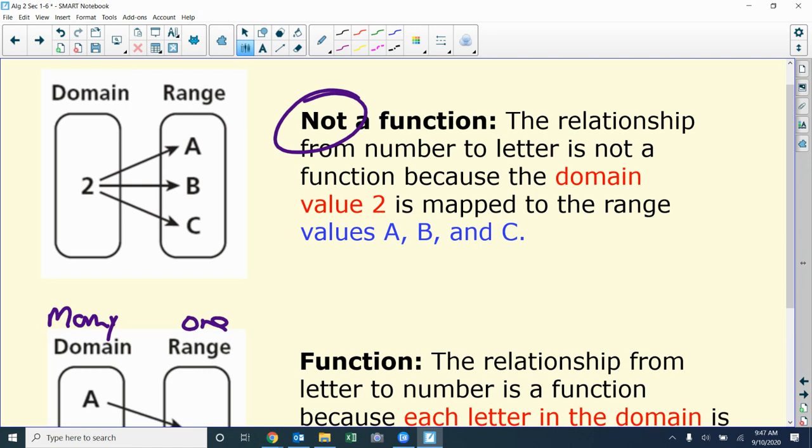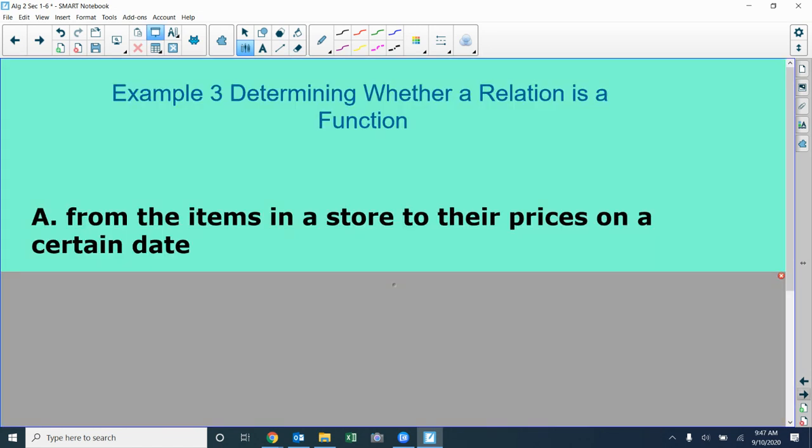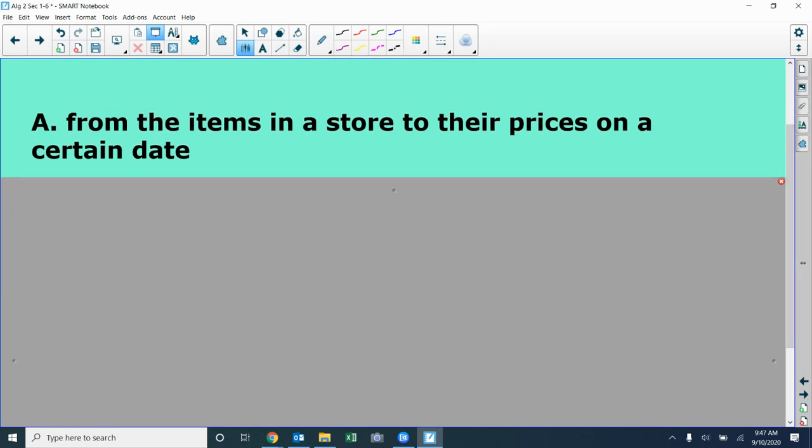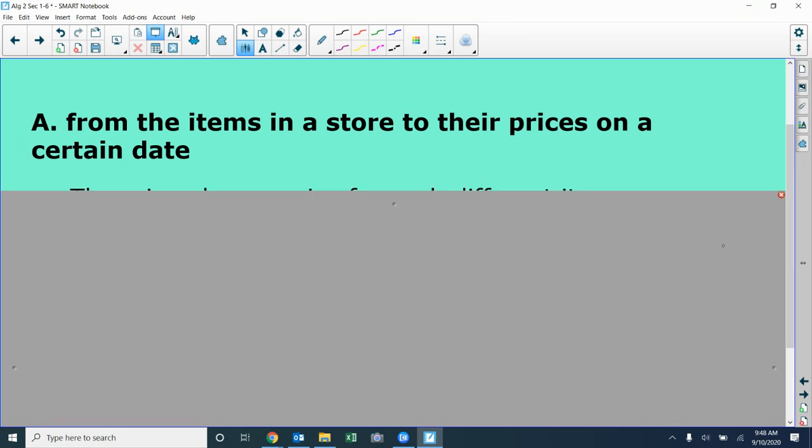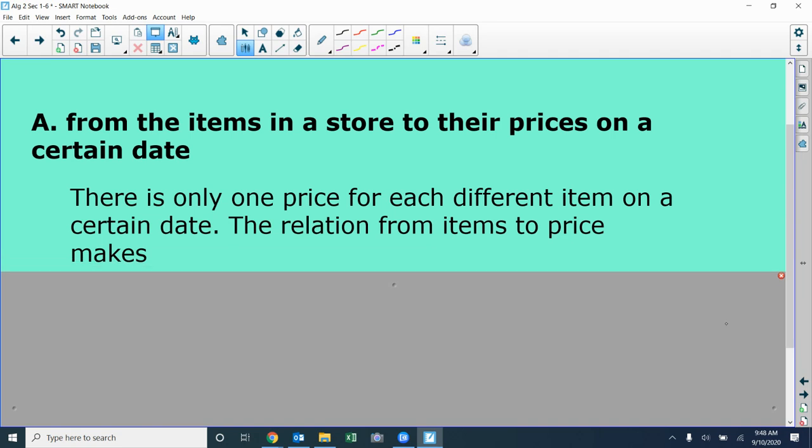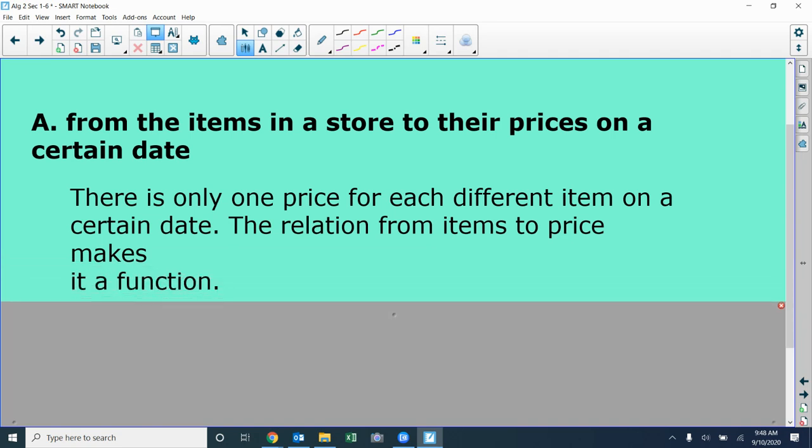All right. From the items in the store to their prices on a certain date. What do you think? One-to-one, many-to-one, one-to-many? Is it a function? These are always a little tricky. So only one price for a different item on a certain date. So it is a one-to-one, it is a function.